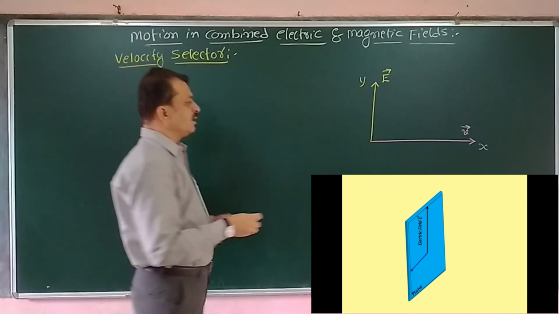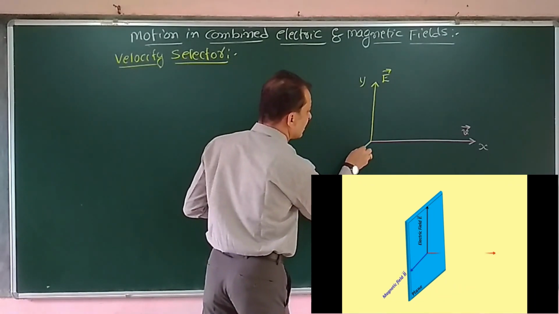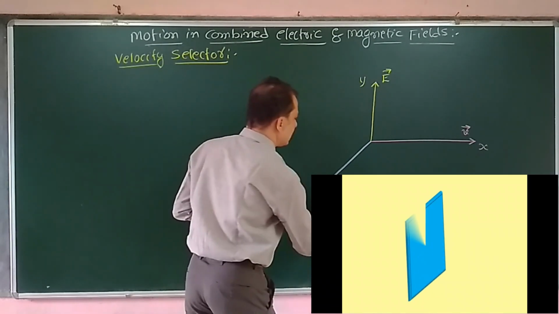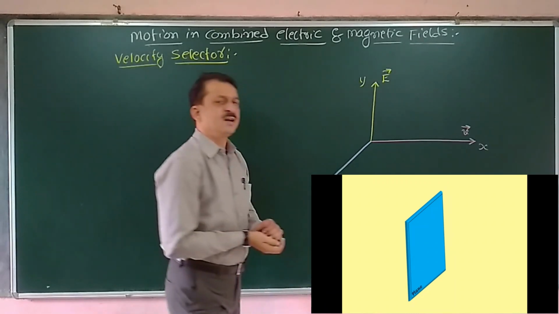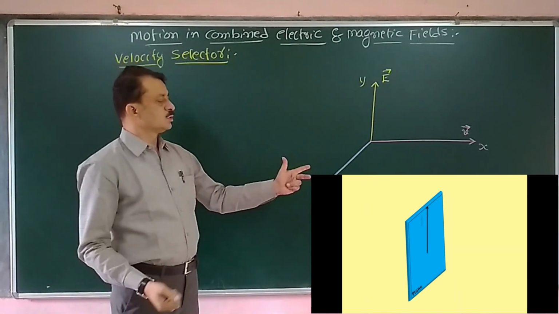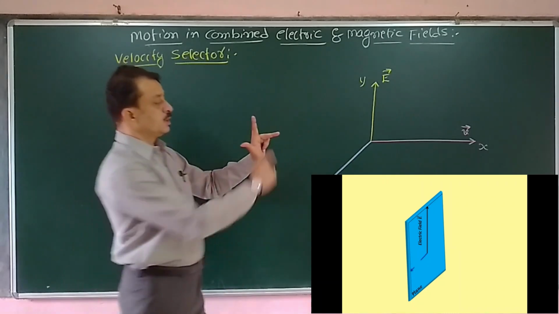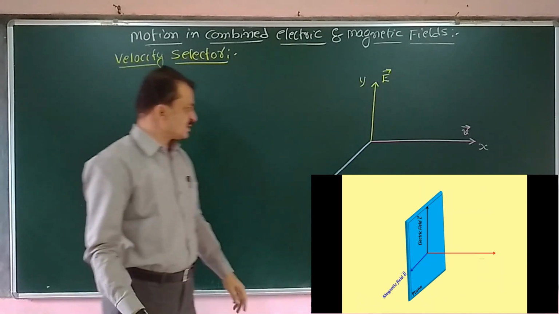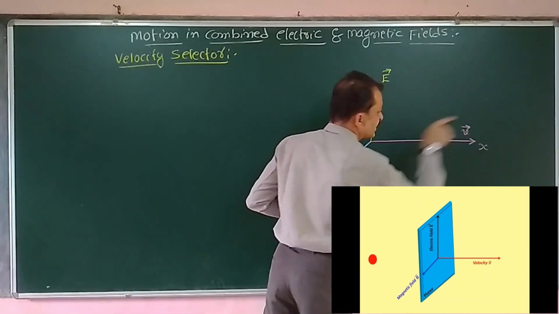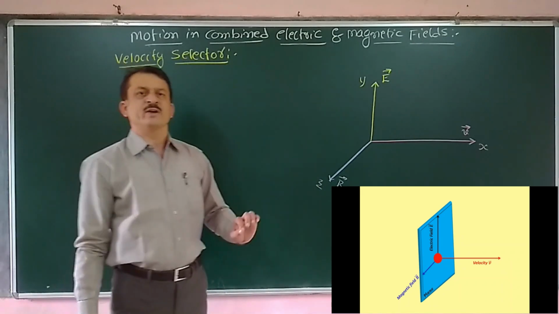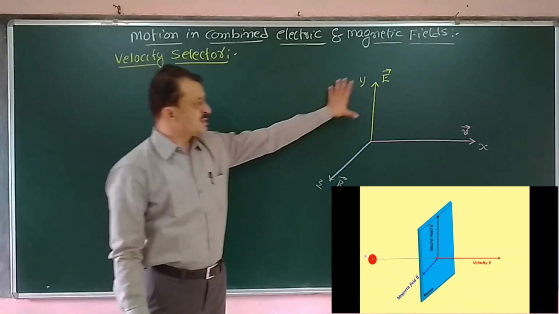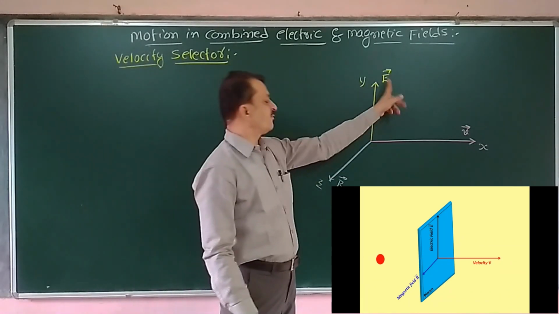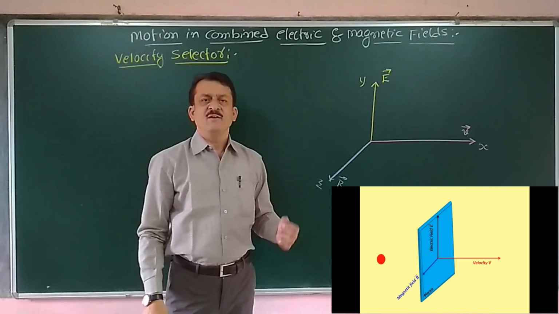And also we are applying a magnetic field along the z-axis. Now if this is the z-axis, we are applying a magnetic field along this direction. Like this, this represents the velocity vector, electric field and magnetic field. Now along the x-axis, the charged particle is moving with a velocity v. In this region, we have applied both the fields: one is the electric field and the other one is the magnetic field.